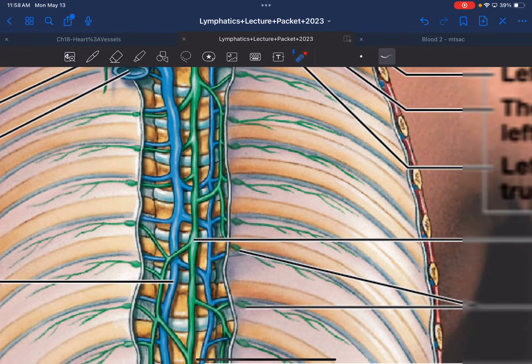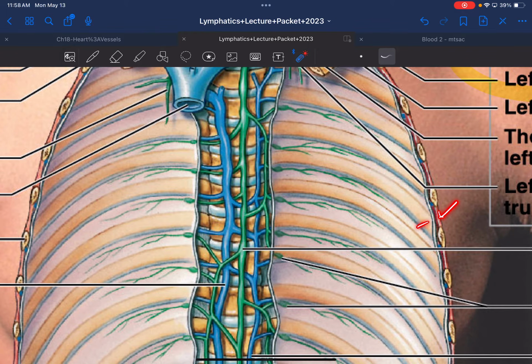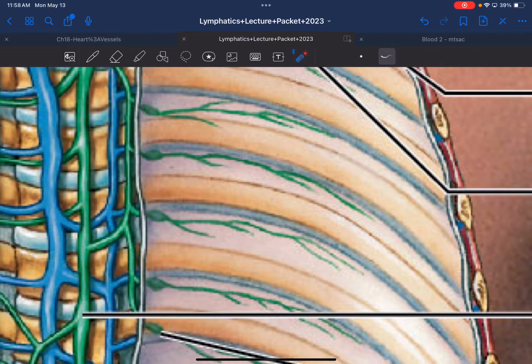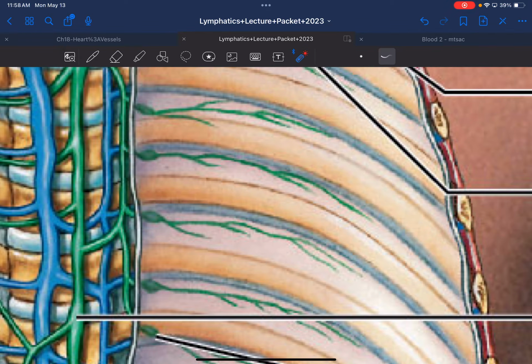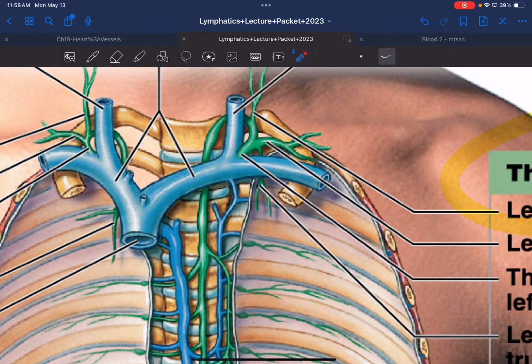You have capillaries right here with the muscles, the internal and external intercostals. External and internal intercostals, they're going to have capillaries. And then that lymph fluid is going to flow through these vessels, travel up, travel more, and then be placed right back in the veins.